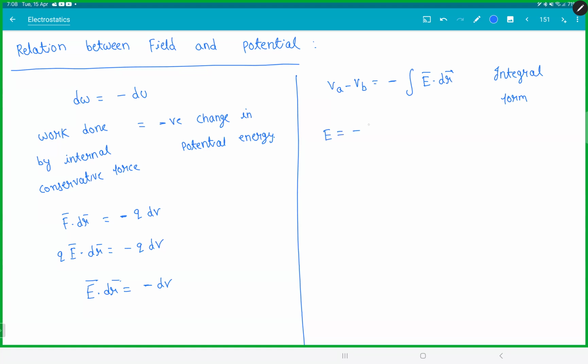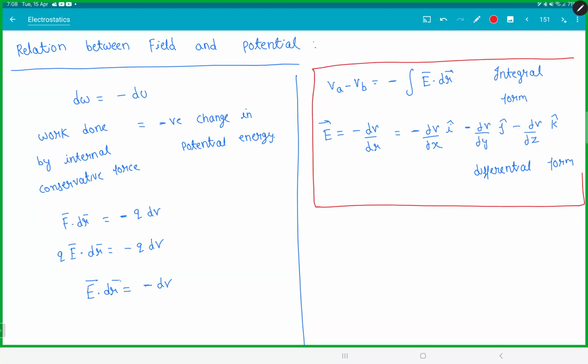So E bar can be written as minus dV by dr. So if you write this in a differential form, this will be minus dou V by dou X i cap, I hope everyone remembers the partial differentiation, minus dou V by dou Y j cap, and minus dou V by dou Z k cap. This is your differential form. So if I give you potential and ask you for field, I'll use this thing. Quite a useful one. I think you can note them down. So these are the two relations between field and potential. One is a differential form and one is an integral form.